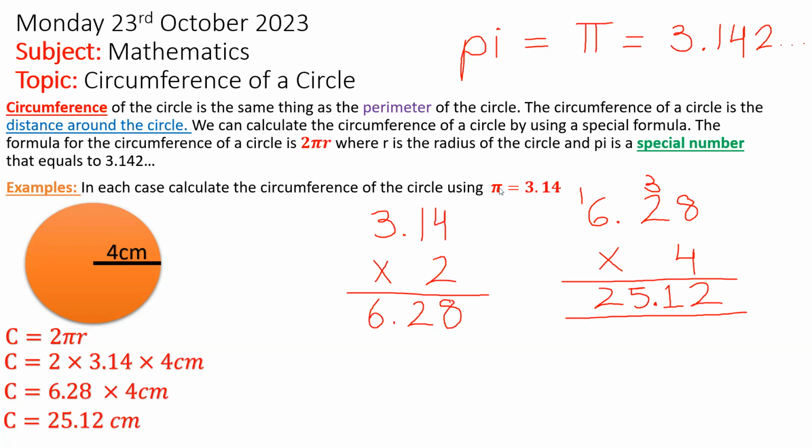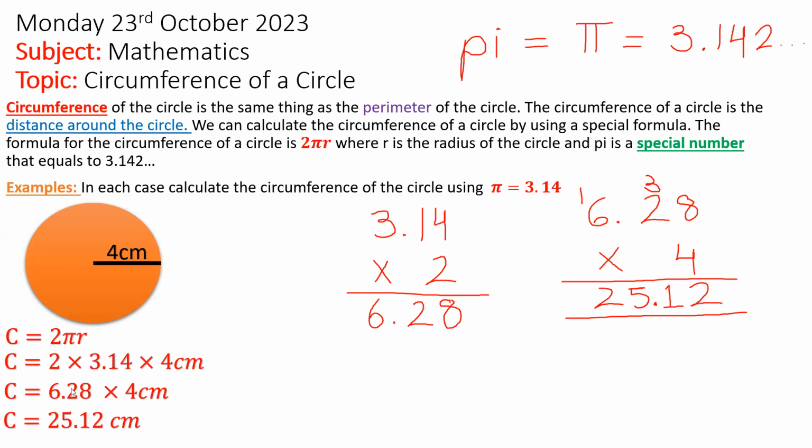3.14, very good. And so that's why we have 2 times pi times r. What is r? The radius, very good. And so that's why we use r as 4 centimeters, because r is the radius.